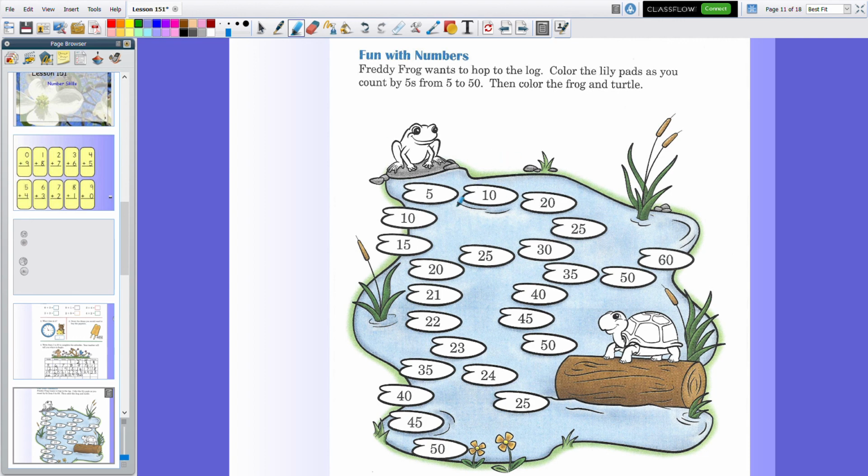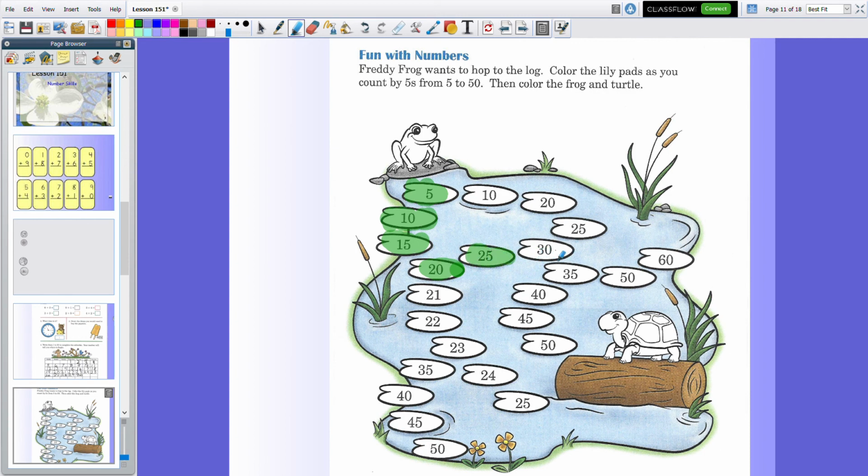So here we go, 5. So we color that one. Now we have a 10 here and a 10 here, but if we say 5, 10, what comes next? 15. So 5, 10, oops, 5, 10, 15. So we have to go this way. So you have to kind of look ahead on it. And then where do we go? 5, 10, 15, 20. 21? Nope, we have to go over this way. Okay, so you have to kind of look ahead as you're doing it.